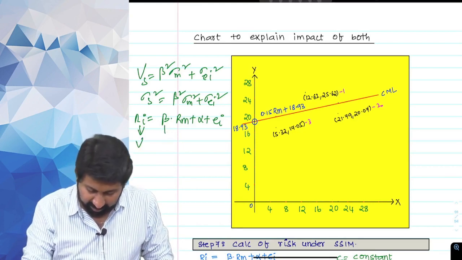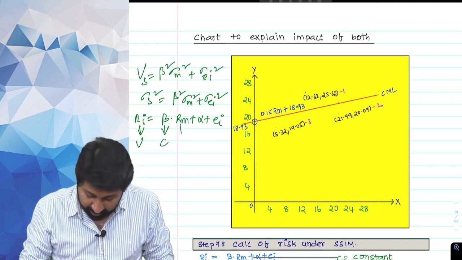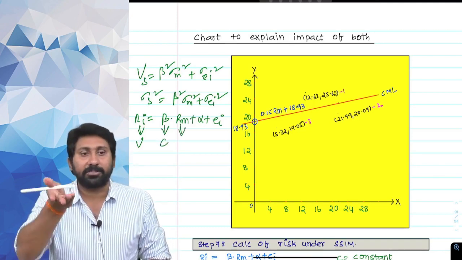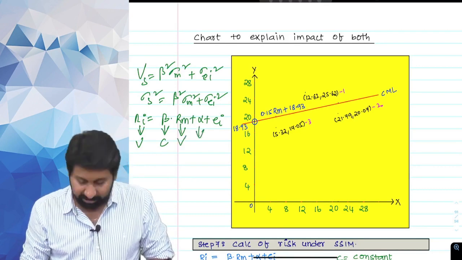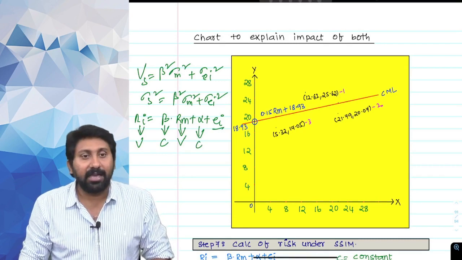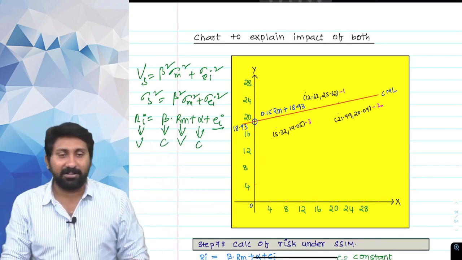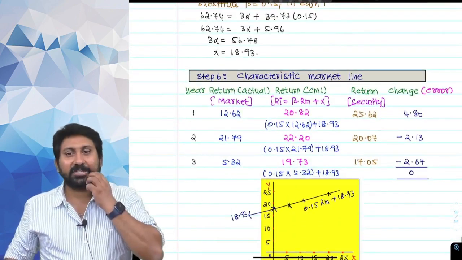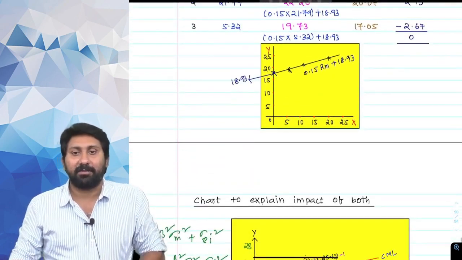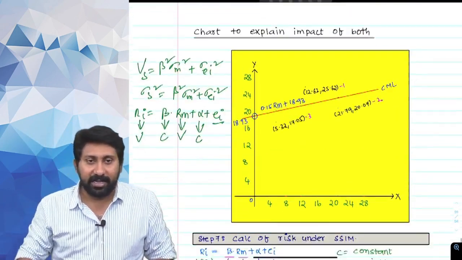Beta is a slope, which is a constant slope always. Market and security will have a slope. This is a constant. RM, return from the market: one year 12.6, another year 21.79, variable. Alpha itself means a constant. EI is a variable obviously. Whenever RM changes, automatically EI also will change. In the question, the EI last column is 4.82, minus 2.13, minus 2.67. It depends on the change in the security return, so it is a variable.